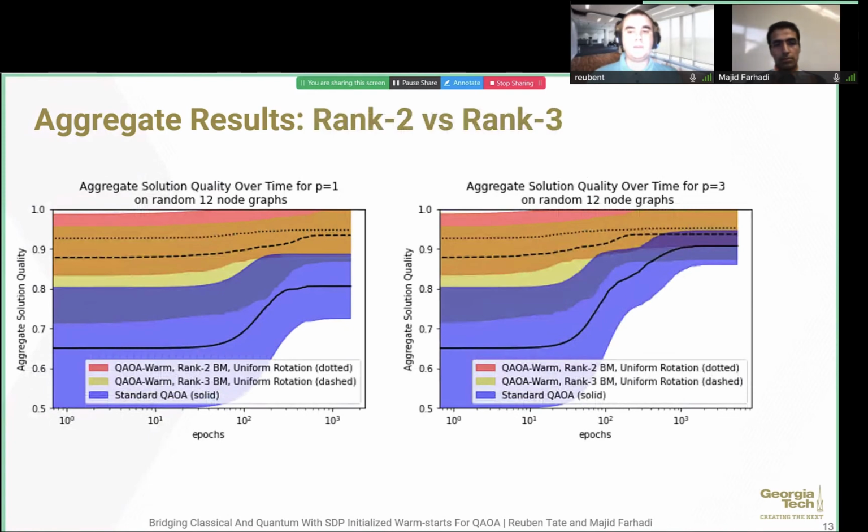We can also compare rank 2 and rank 3 solutions as well. The setup for these plots are the same as before, but now the red and yellow regions are going to correspond to rank 2 and rank 3 solutions, respectively. Rank 2 solutions in red outperform the rank 3 solutions in yellow, which both outperform standard QAOA in blue.